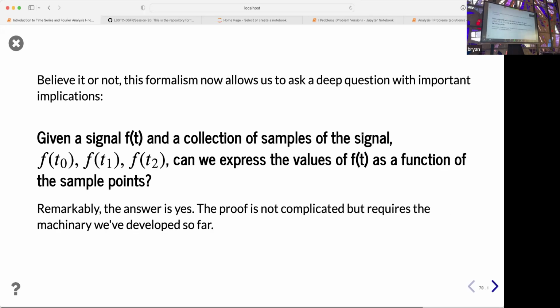This allows us to ask and answer a question: given a signal f of t and a collection of samples of the signal at different times, can we express the values of f of t as a function that's evaluated at those sample points? The answer is yes, of course. This is where the sampling theorem comes from.